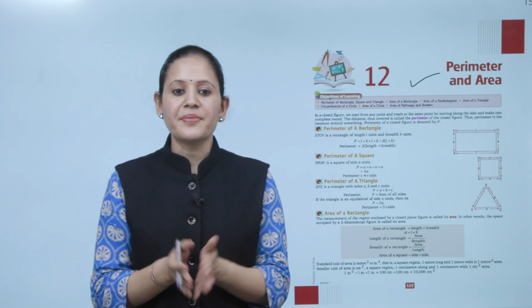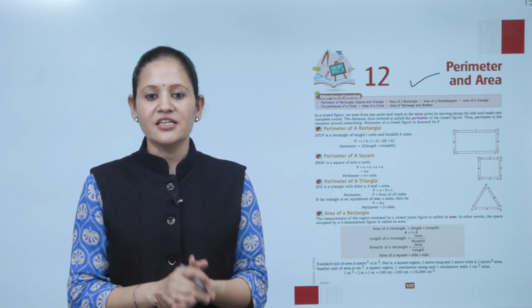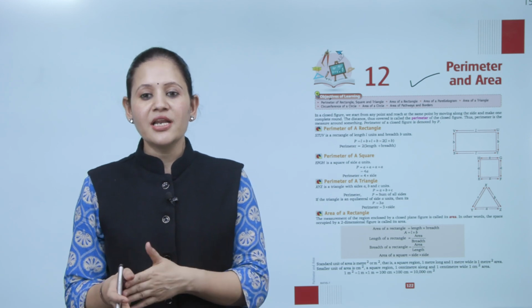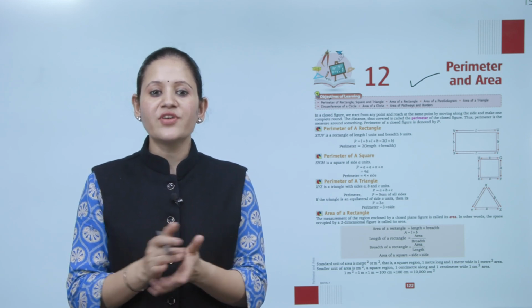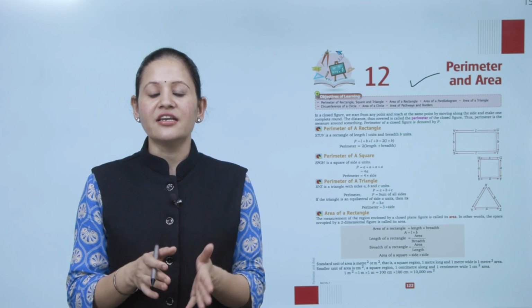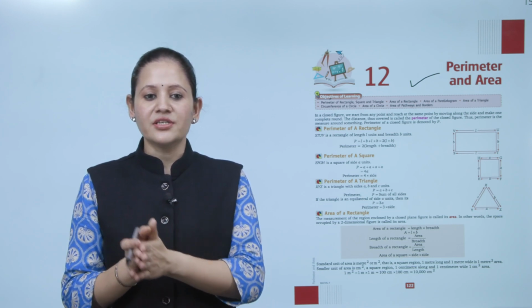Our learning objectives are perimeter of rectangle, square and triangle, area of rectangle, area of parallelogram, area of triangle, circumference of circle, area of circle and area of pathway and borders.